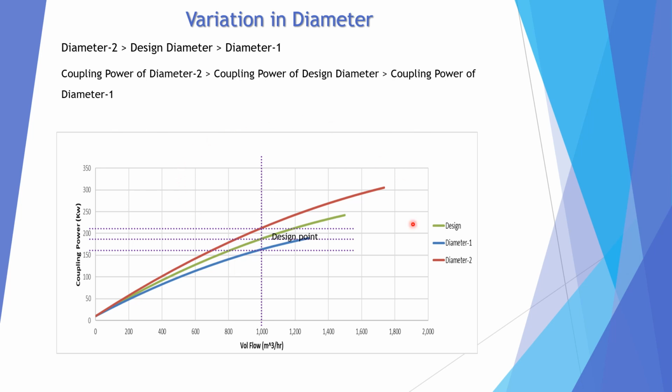Now the x-axis is flow and y-axis is for the coupling power graph. Again, the larger diameter, that is red line, will consume more coupling power than diameter D1, which has lesser diameter. So because larger diameter will produce more hydraulic head as per expression just seen before.